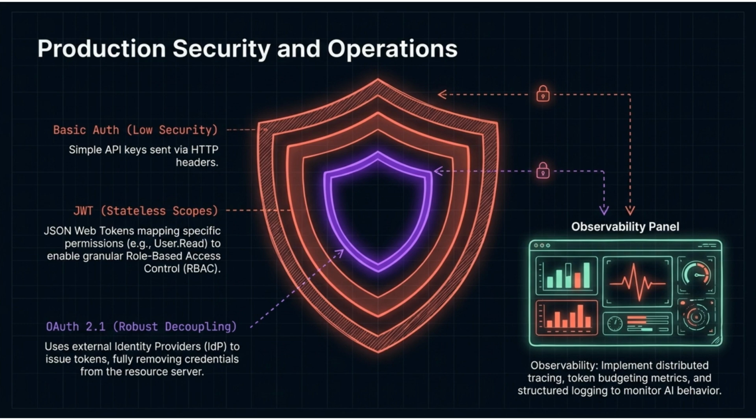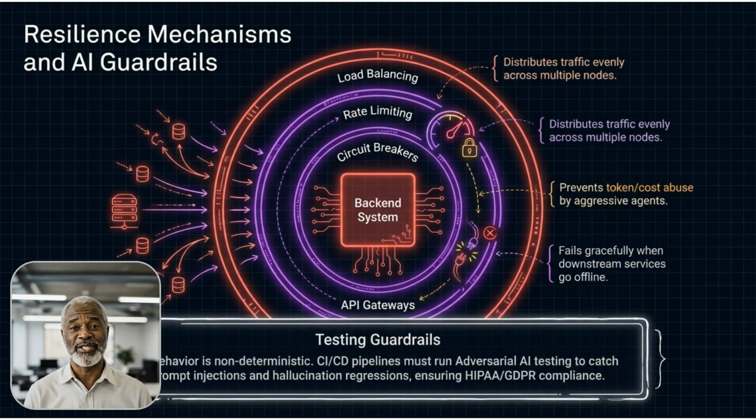Observability requires implementing distributed tracing, token budgeting metrics, and structured logging to monitor AI behavior. Resilience mechanisms include load balancing and rate limiting to distribute traffic, and circuit breakers to prevent token abuse or fail gracefully. Testing guardrails require CI/CD pipelines to run adversarial AI for detecting prompt injections and hallucination regressions.